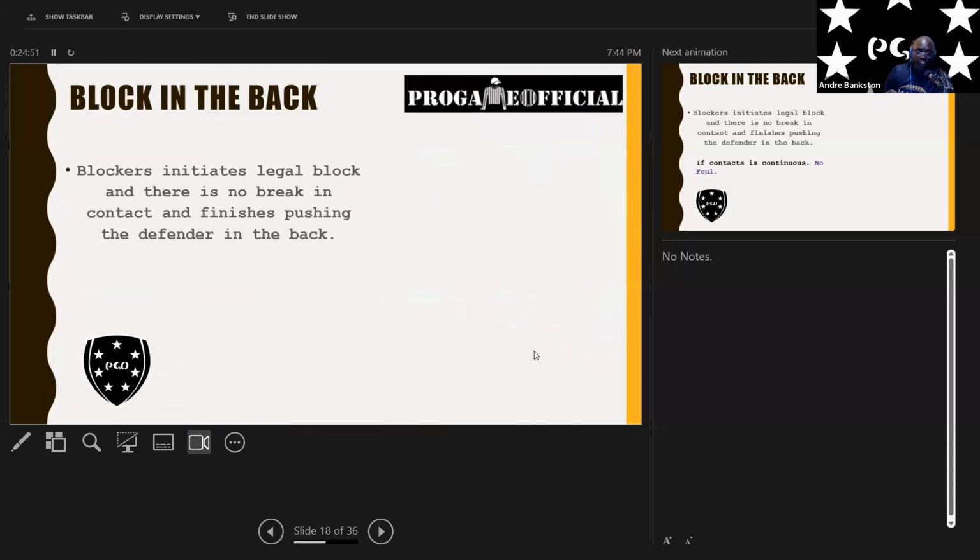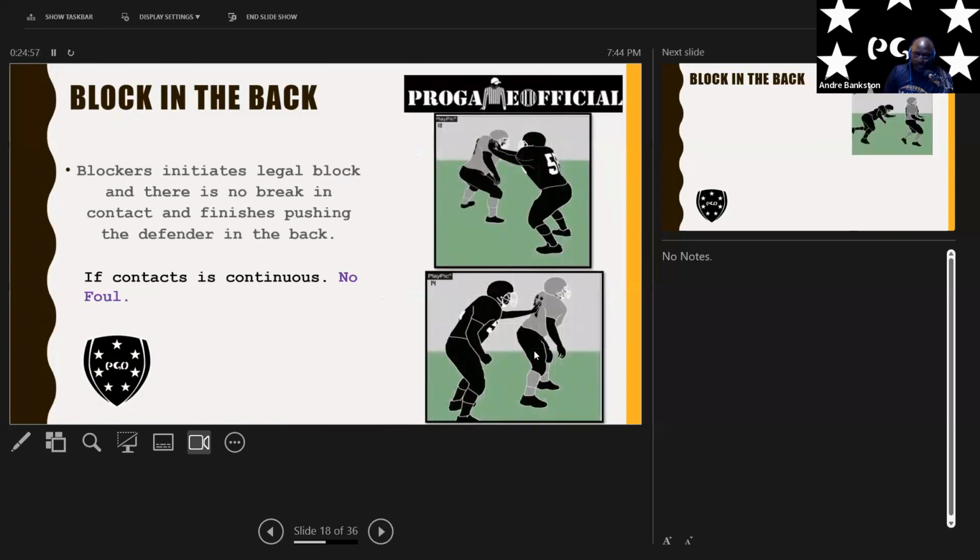All right, so blockers initiate legal contact. Here's another one. Just like the blocking below the waist, where I made contact and then I went down and blocked them below the waist, that's legal. The same thing with blocking in the back. If I make the contact initially legal and then we rotate and I find my hands on his back and I push the opponent down, that's legal. Again, that's why it's so important that you see the whole play from start to finish before you make the call, because it could be a legal block.